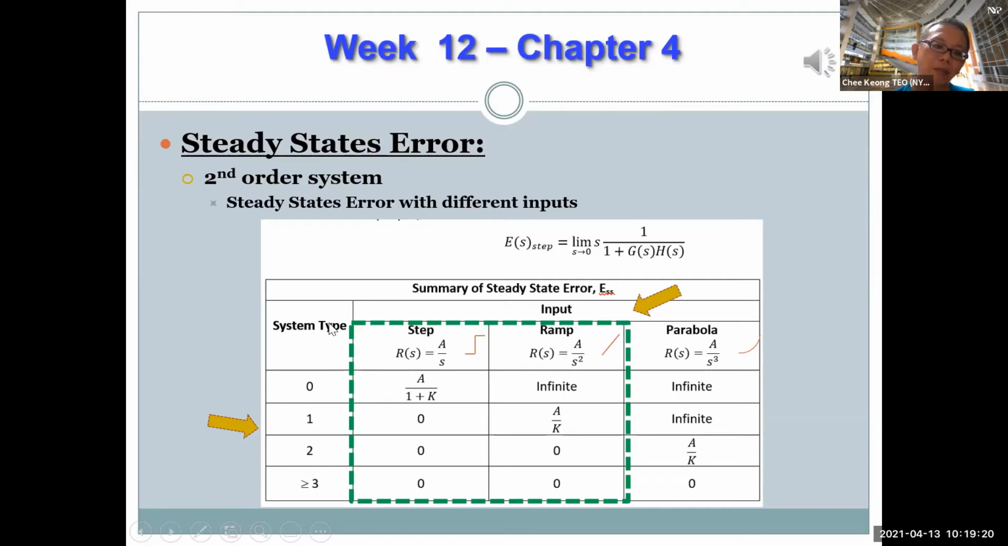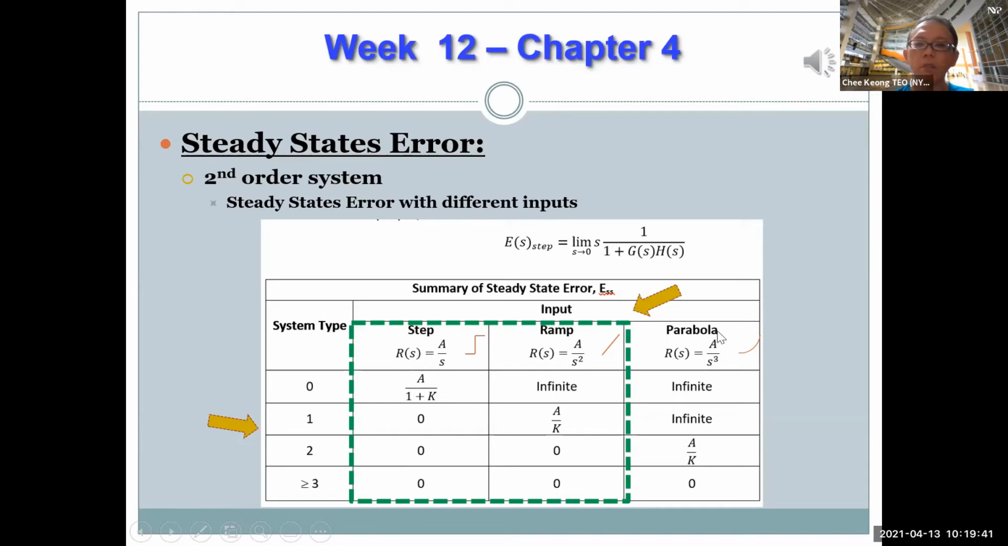But for the system type, usually we will be looking at maybe type 0 or type 1. Type 2, we seldom do. So basically, it's just limited to type 0 and type 1 in terms of calculation. In tutorial, we'll just do that. But if you go to type 2 and type 3, then it will get more and more complicated.